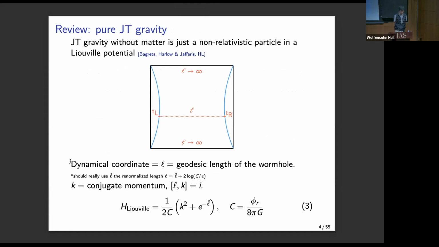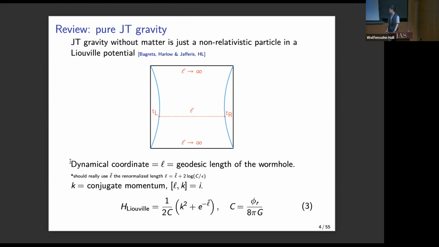So let me start by a quick review of JT gravity. JT gravity is described by a particle and a potential. We heard a little bit about that in the last talk. And the idea is that the length of the wormhole is described by the position of the particle. So if you know about particles and potentials, you know about JT gravity.